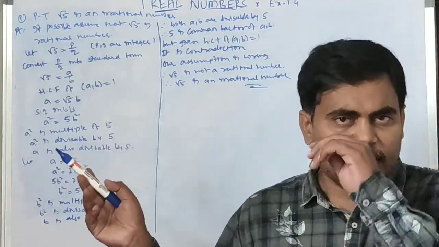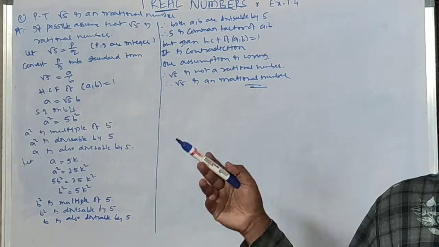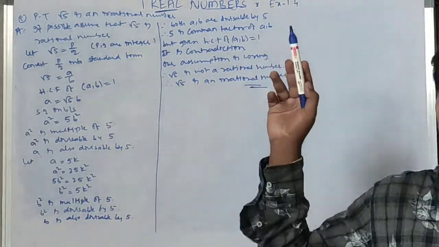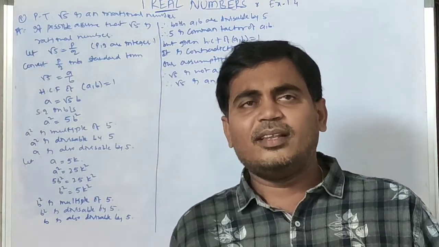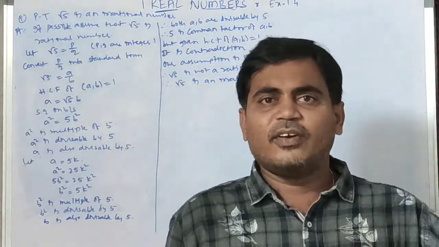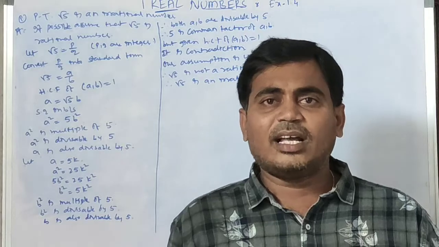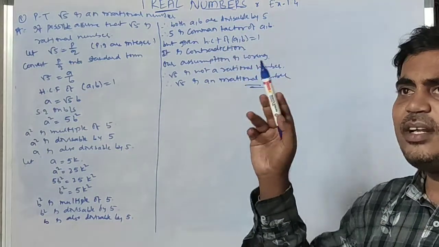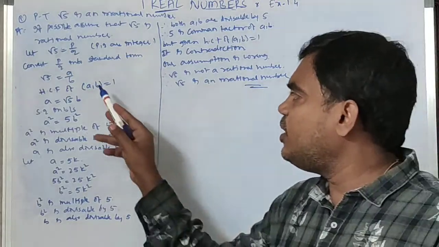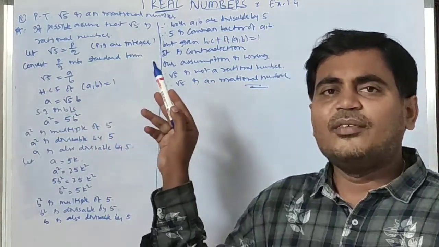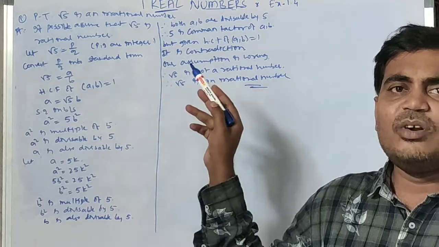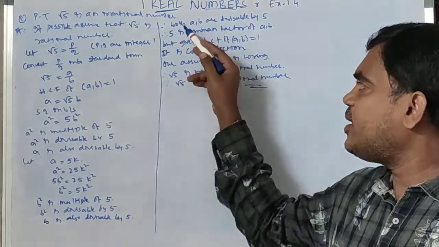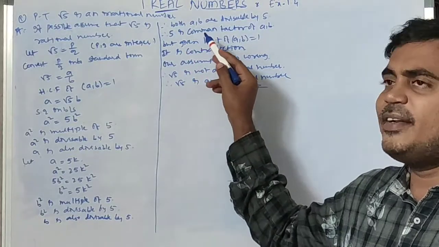So previously we got a divisible by 5. Now b divisible by 5. Both a and b are divisible by 5. So that is nothing but 5 is a factor of a, 5 is a factor of b, 5 is a common factor of a and b. But according to the standard form, HCF of a, b is equal to 1. There won't be any common factor other than 1. But it is a contradiction. These two statements are contradictory.